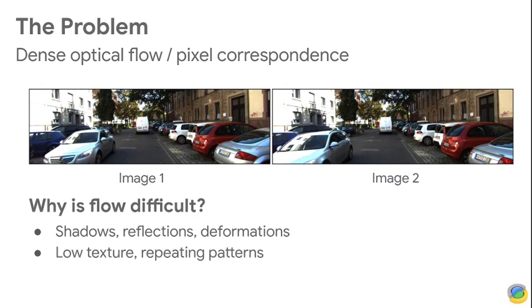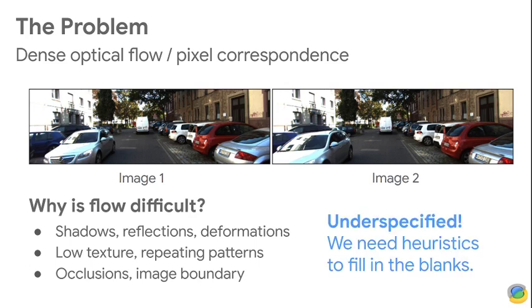And then we have regions with low texture and repeating patterns, such as the road or the facade on the left side, with patterns such as doors and windows that repeat in fixed intervals, making it hard to locally estimate if something moves forward or backward. And then we have pixels that are simply occluded in the other image and therefore not visible, or that leave the image boundary altogether. These effects combined mean that the flow is underspecified, and we need heuristics to fill in the blanks.